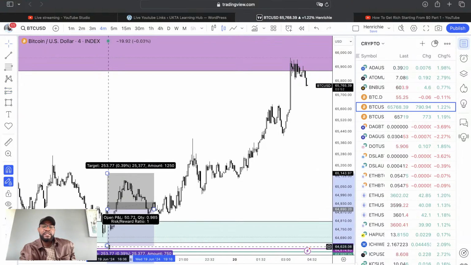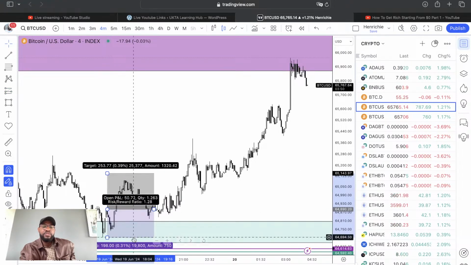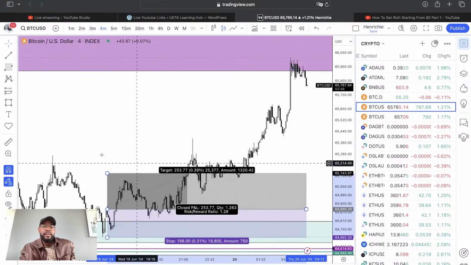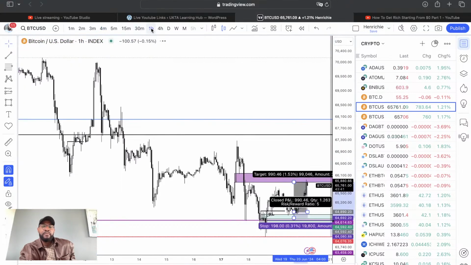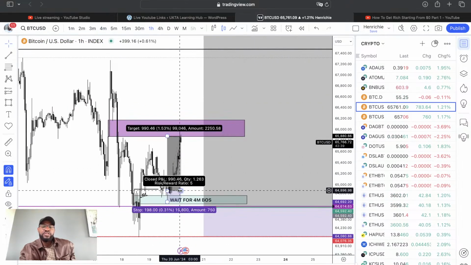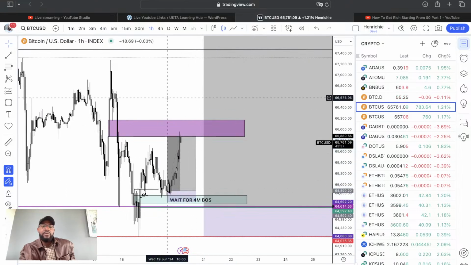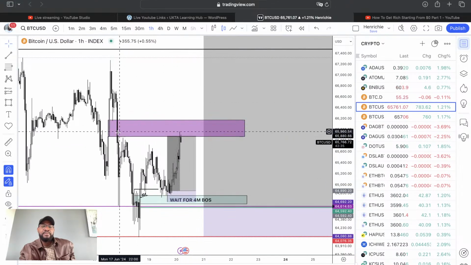I literally saw this play out, but I didn't get into the trade because I wanted it to come down a little bit deeper. So if I was on the trade, this would have been the take profit, a 1:5 risk to reward ratio. And the reason why I would have gotten out at this key level is because of the inefficiency resting right there.